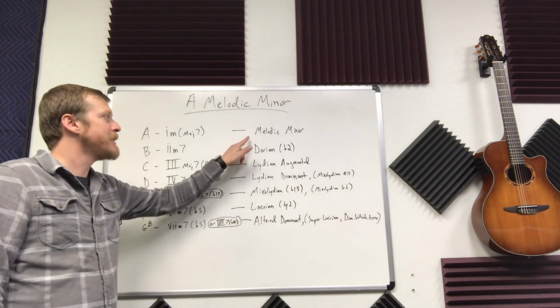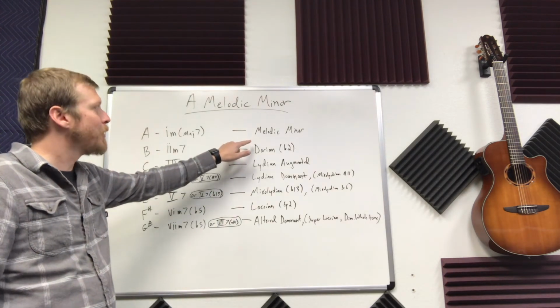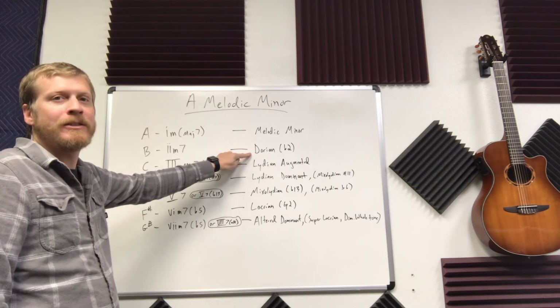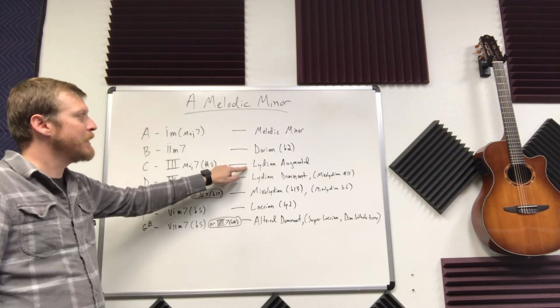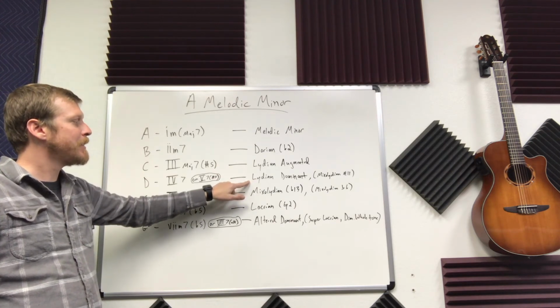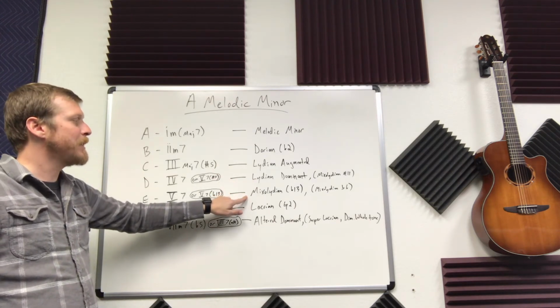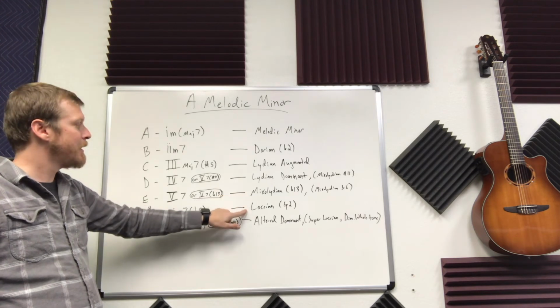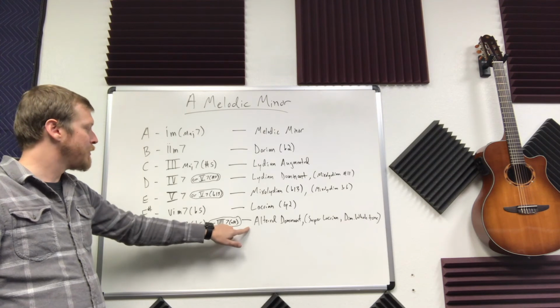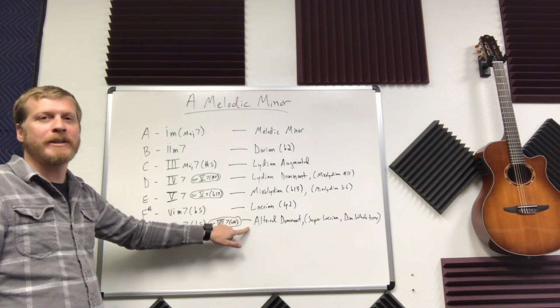Okay, and we have our scales listed here for each chord as well. So for the 1 chord, we have a melodic minor scale. For the 2 chord, it's a Dorian flat 2. For the 3 chord, it's a Lydian augmented. For the 4 chord, it's a Lydian dominant. For the 5 chord, it's a Mixolydian flat 13. For the 6th chord, it's a Locrian natural 2. And for the 7th chord, it's an altered dominant scale.